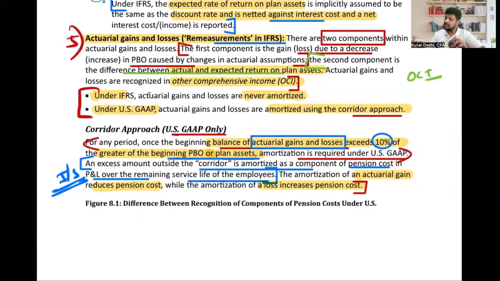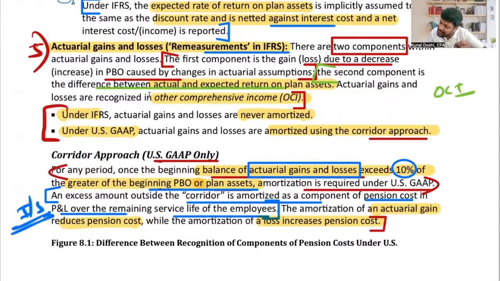One is the gain or loss due to a decrease or increase in PBO caused by any changes in the assumption. Remember, PBO is an assumption. So any changes which will increase or decrease the cost, that is going to be one component, just because of change in assumption. But the second component is because of the two things related to the asset, that is your expected and actual return difference. Actual and expected return on the asset.